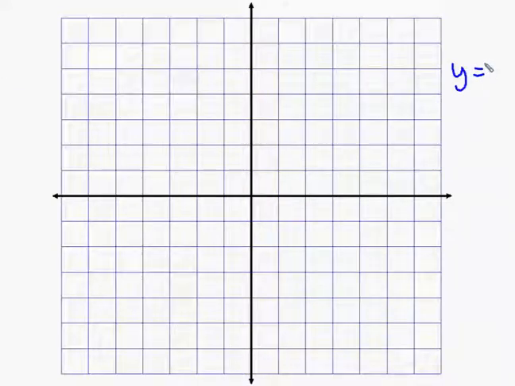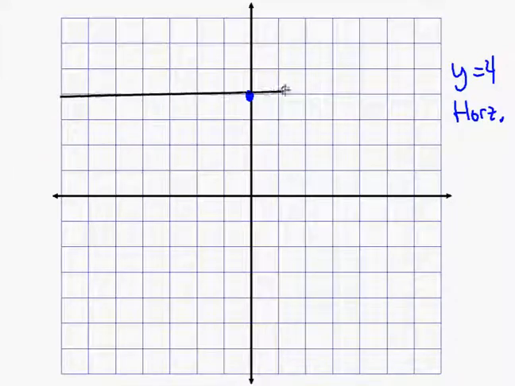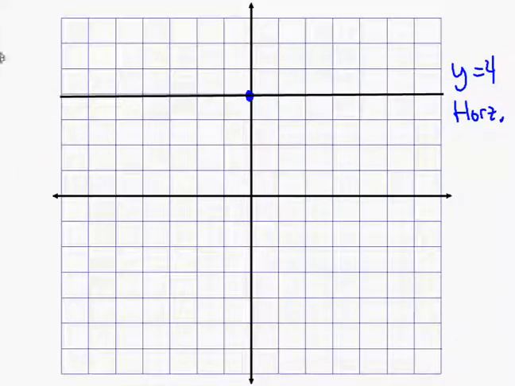How would I graph this? y equals 4. Notice there is no x. You just put the 4 on the y-axis. This is a horizontal line. So that's not enough. I need to draw. y can be 4 at any of these spots. Do you see what I did? Yes. It's a horizontal line.